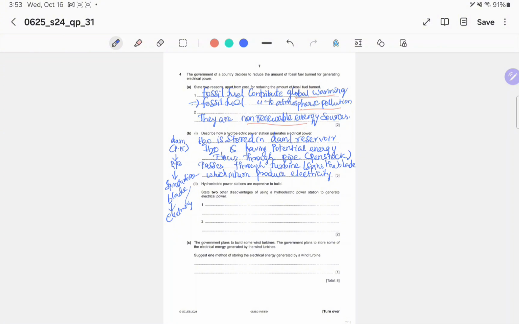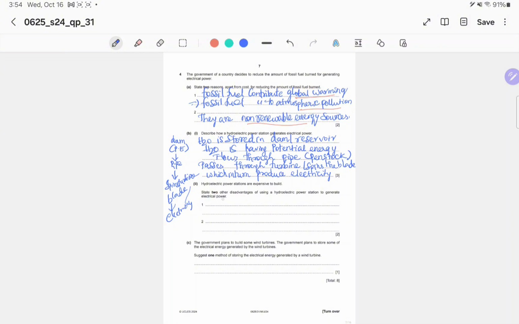Hydraulic power stations are expensive to build. State 2 disadvantages of using a hydroelectric power station to generate electrical power. So what are the 2 conditions you will write? It covers a large area of land, and sometimes it may be largely flooded, and then the population must be relocated to build the hydroelectric power station there. The habitats of both the people and the animals, both on land and in water, get mainly affected. Sometimes it creates drought. These are the things we have to write. I will write 2 points.